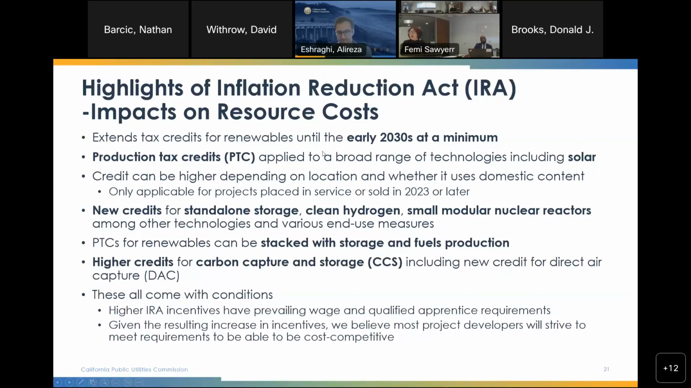So here are some highlights of the IRA impacts on resource costs. The IRA extends tax credits for various renewables until the early 2030s at a minimum. Solar energy now has access to the production tax credits, or the PTC. New tax credits are now available for technologies including standalone storage, clean hydrogen, and small modular nuclear reactors. And higher tax credits are also available for technologies such as carbon capture and storage, or CCS.